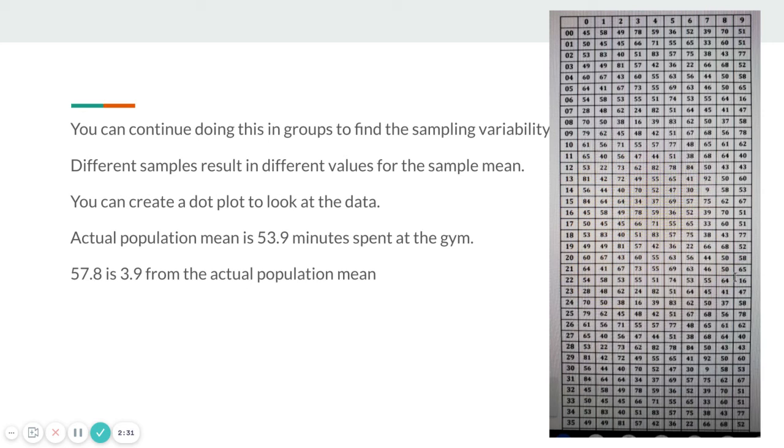So the actual population mean is 53.9 minutes spent at the gym. 57.8 is 3.9 from the actual population mean. So that's how far away it is. And every sample mean that you get is going to be a different amount distant from the actual mean.